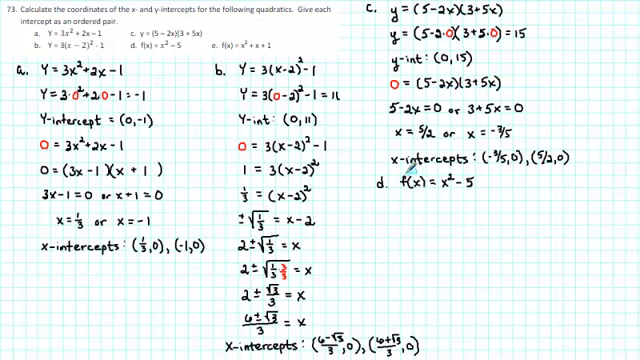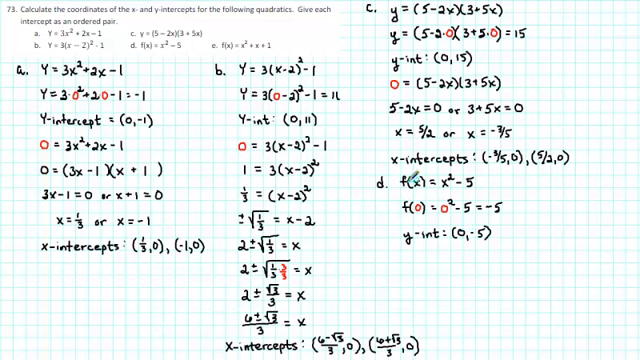For part D, we have the function f of x is equal to x squared minus 5. To find the y-intercept, we substitute 0 for x and evaluate f of 0. We get the square of 0 minus 5, which simplifies to negative 5. Therefore, the y-intercept is the point (0, negative 5). To find the x-intercepts, we substitute 0 for y.